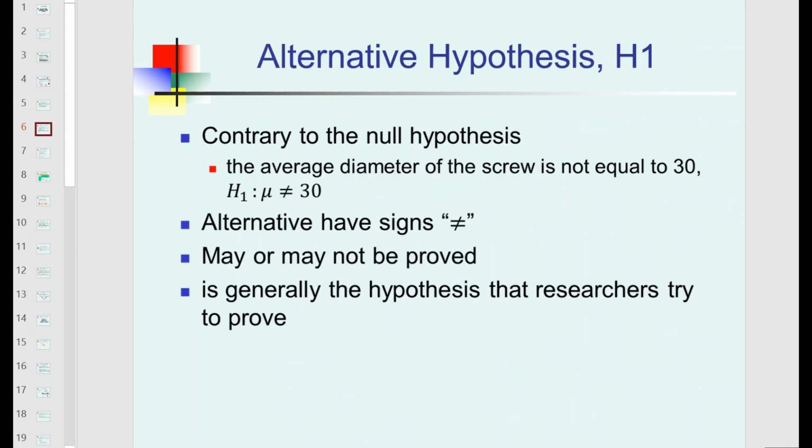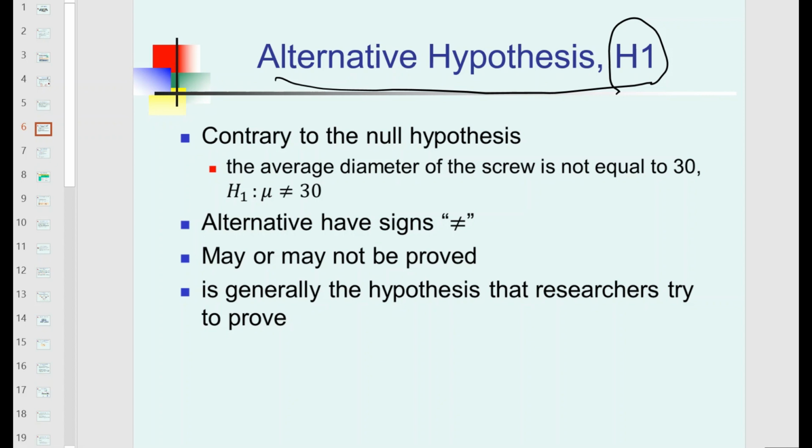So the next one is the alternative hypothesis, H1. Contrary to the null hypothesis, as I mentioned to you just now. For example, the statement mentioned just now is that the average diameter of the screw is not equal to 30, because the statement initially on H null states that the average diameter of the screw is 30, right? So the alternative hypothesis is contrary, meaning opposite of the null hypothesis, so it's not equal.